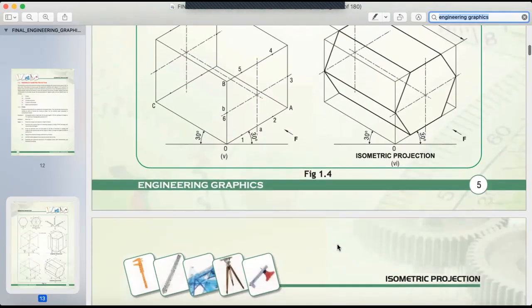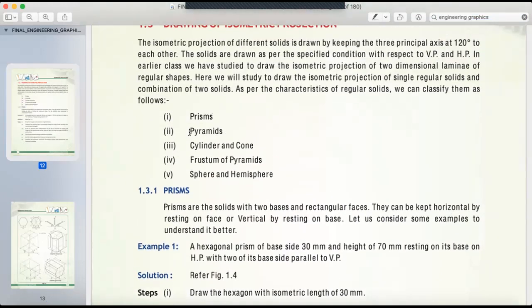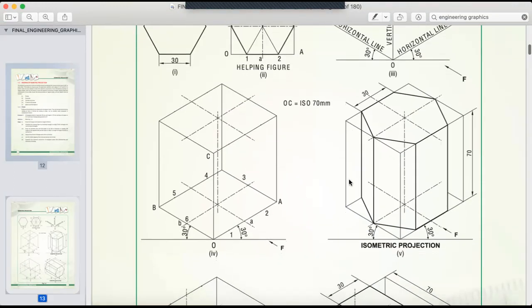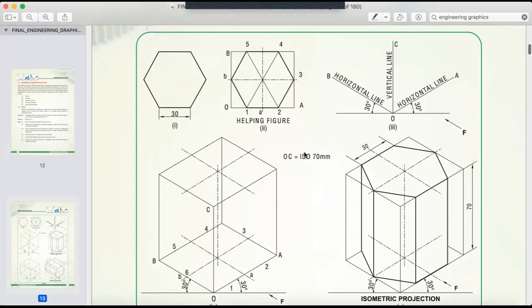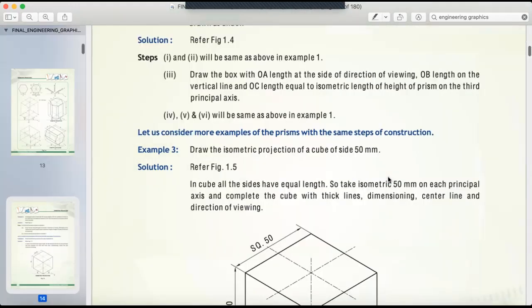From Viva point of view, they may ask you the difference between different solids, like what is prism, what is pyramid, cone, and cylinder. So all these things you should know, that what is prism. And so over here it's given prism. In a prism, the top and bottom surface are the same, and it is joined by that many number of rectangular faces. So if we are talking about a hexagonal prism, on top you'll have a hexagon, in the bottom you'll have a hexagon, and it is joined by 6 rectangular faces.